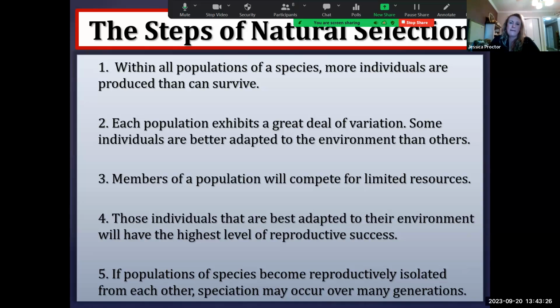Number one, within a population of a species, more individuals are produced than can possibly survive. Now, of course, this is a difficult thing to think about, especially when we're talking about humans. The reality that more individuals are produced than could possibly survive.